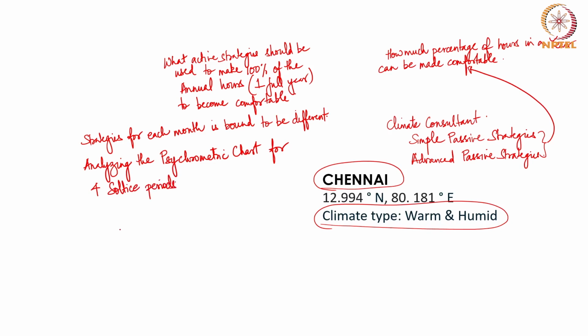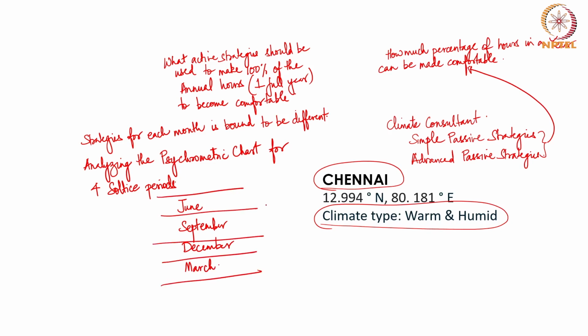That is, we will look at strategies for June, September, December and March. So for these 4 months, what strategies can be used, and if those strategies do not give 100% of the time to become comfortable, then what active strategies can be used to make these months completely 100% comfortable. This is what we will see.